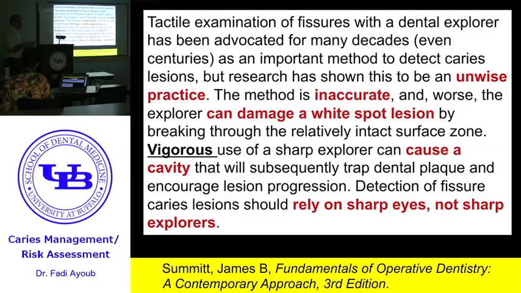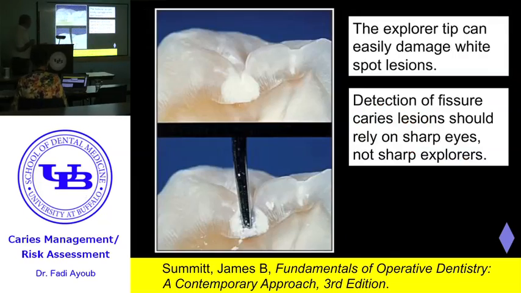What if you don't have sharp eyes? Well, use your loupes. Yeah. So that's basically what they're showing. Okay, so this is the white lesion. They're going in with the explorer. To me, it looks like a chisel. It's not an explorer. I mean, what does vigorously mean? It's way too much. The explorer tip can easily damage the white spot. Detection of fissure caries lesions should rely on sharp eyes, whatever.